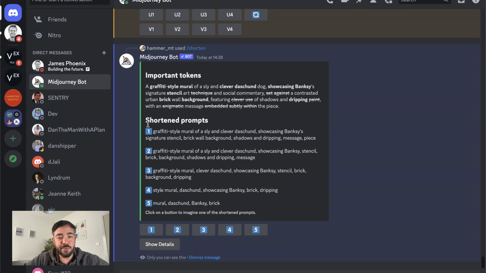And then it gives you this pretty cool thing here, which is it just slowly narrows it down, deletes words. It deletes all the unnecessary words, and then cuts more and more away until literally if you just put in like mural, dash end, Banksy, brick, then you get something pretty good, even though you haven't used all of these tokens. So this is just an interesting concept.